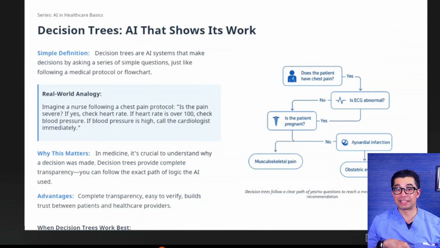Batch normalization is another feature that you need to be aware of. So in the next lesson, we will be talking about decision trees.